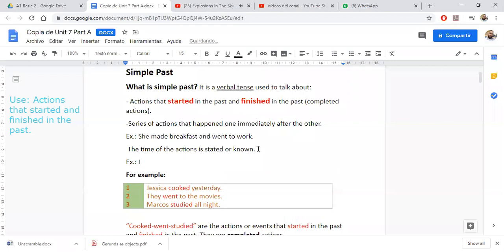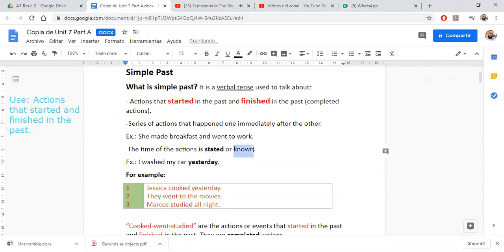I washed my car yesterday. Well, in this sentence, I washed my car yesterday, the time expression is yesterday. So in this sentence, the time expression is stated.